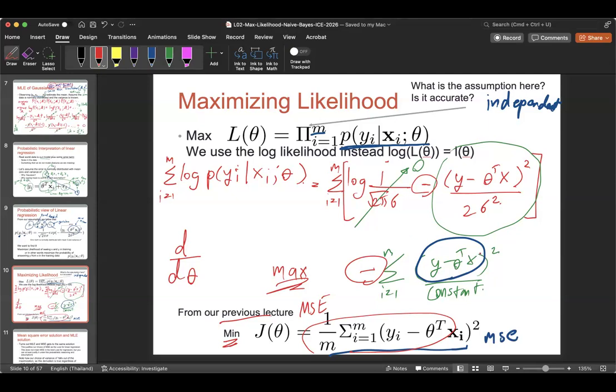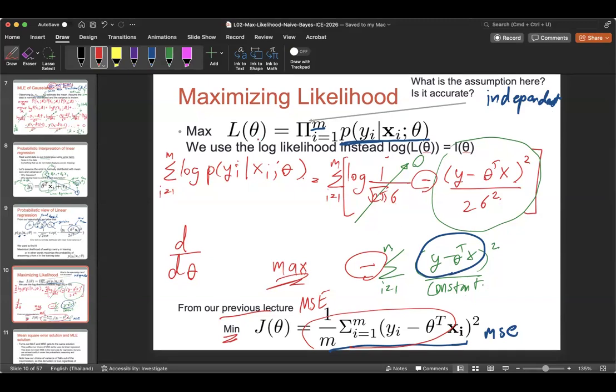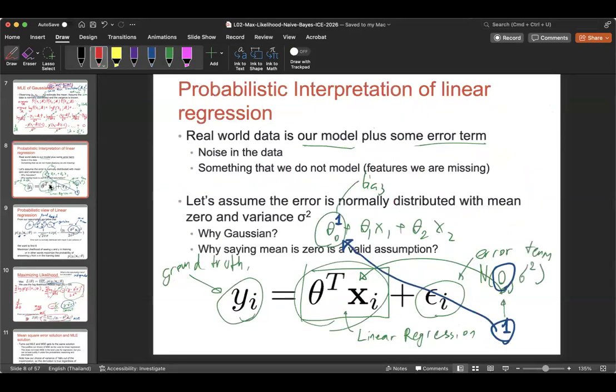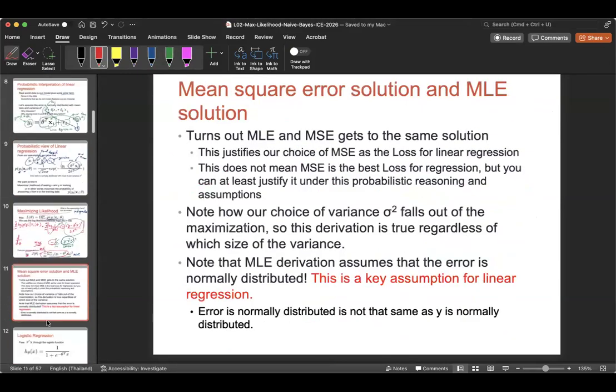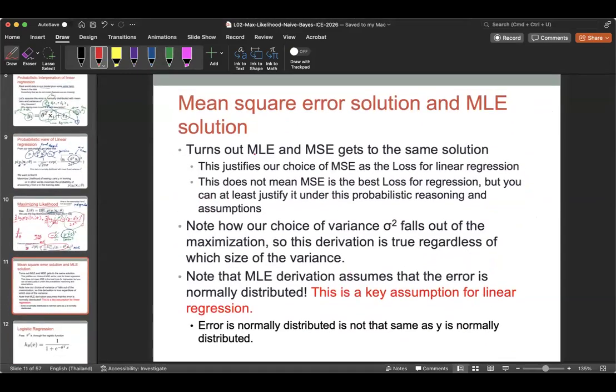So here we just showed that maximizing the likelihood, or maximizing the probability of our model here, assuming it is Gaussian with zero mean, is the same as minimizing the square error. So we just proved that MLE and MSE are the same thing. It's the same thing.